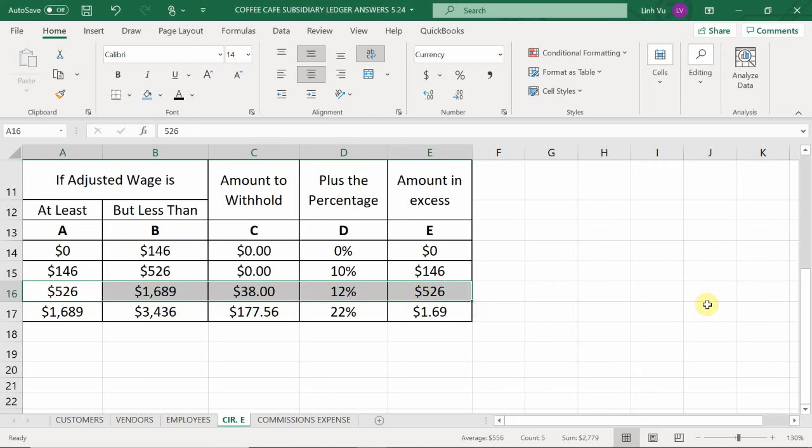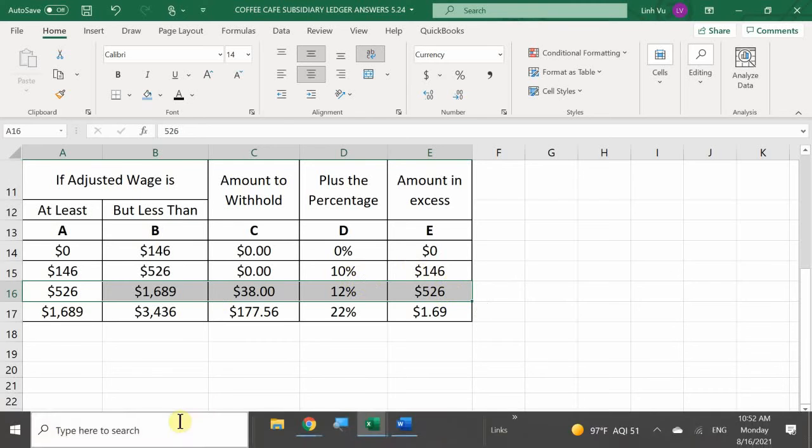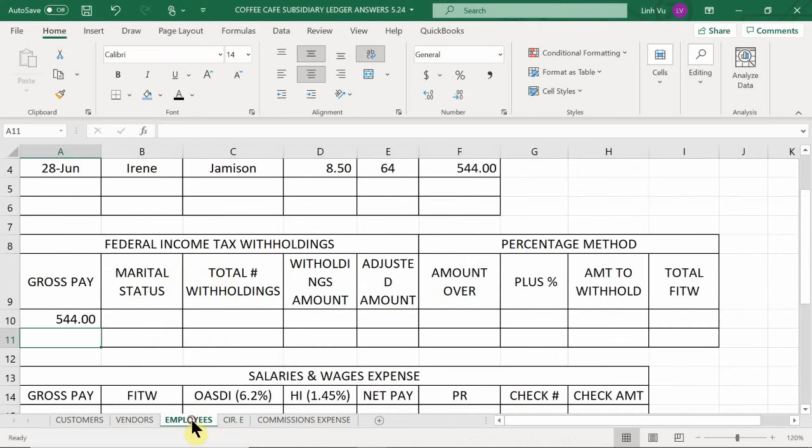That means she's going to be charged 12% in excess. She gets to keep $526, she gets charged 12%, and the government is going to take $38 immediately from her paycheck. So let's go ahead and copy all this information: $38, 12%, and $526. Now going back to employees.